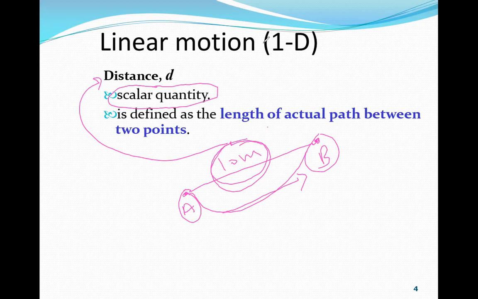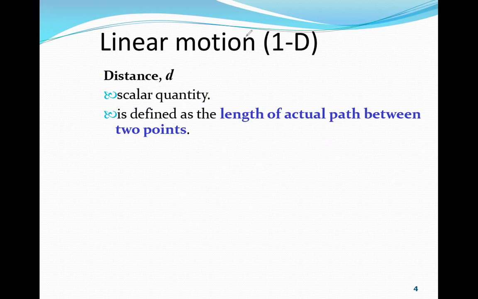If I am describing the distance, it means I am not involving the direction here. I am only saying the magnitude and unit here. I say the length or the distance is equal to 10 meter. I am not saying that the distance from A to B is 10 meter. Got it? Yeah. Okay.